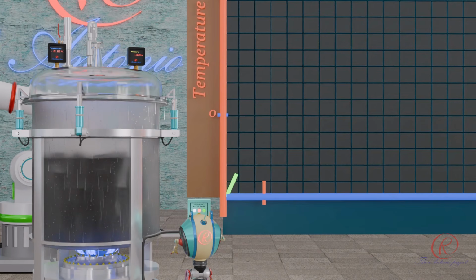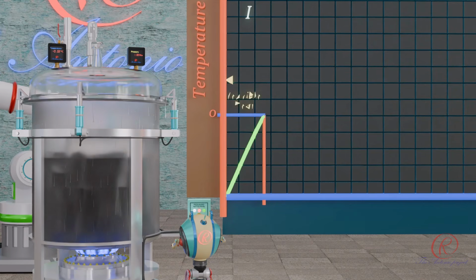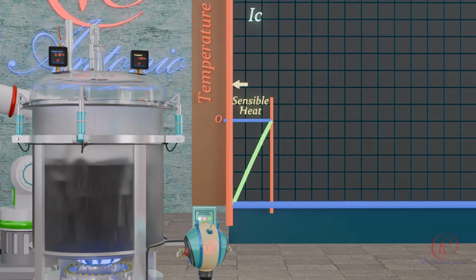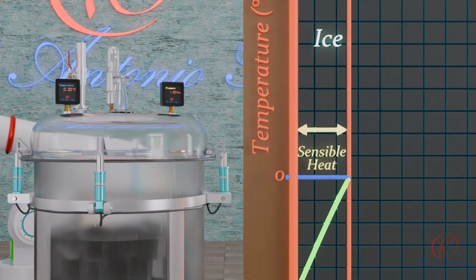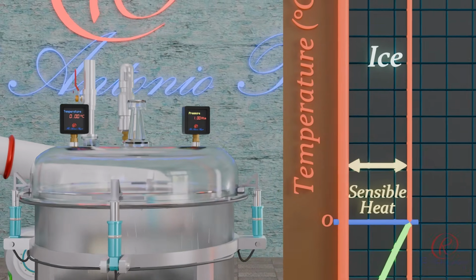Phase 1. Solid phase. The ice cubes are heated from minus 20 degrees Celsius to 0 degrees Celsius. In this phase, when heat is added, the ice does not melt or change its physical state. Only its temperature increases. When the heat added or removed causes a change in temperature of a substance without changing its phase, it is called sensible heat.